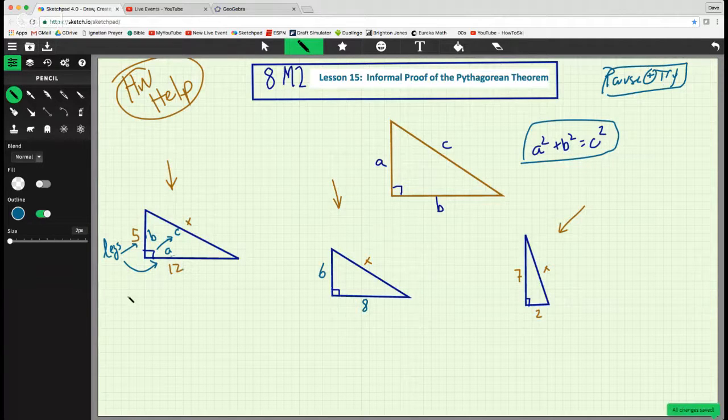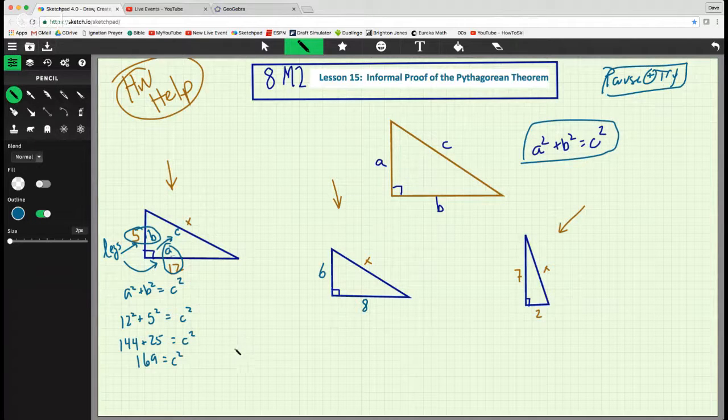So let's write our formula down. a squared plus b squared equals c squared. Well, we know what a and b are, right? b is 5 and a is 12. So a is 12 squared plus b squared, which is 5 squared, so that equals c squared. Well, we've got to do the math here: 144 plus 25 equals c squared. So 169 equals c squared.